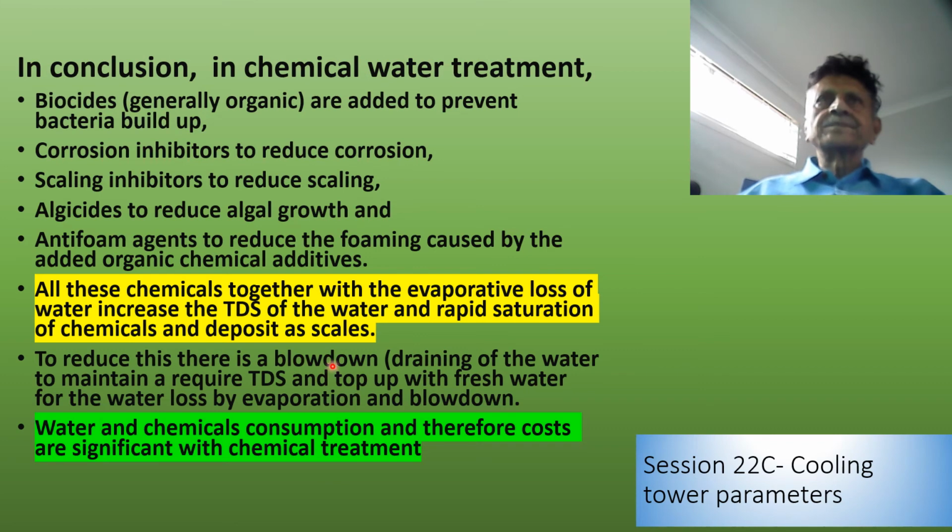In conclusion, in chemical water treatment, biocides, very often organic, are added to prevent the bacterial buildup. Corrosion inhibitors are added to reduce the corrosion. Scaling inhibitors are added to reduce the scaling. Algicides are added to reduce algal growth, and anti-foaming agents are added so that the foaming is reduced, and the transfer of heat can be more effective.